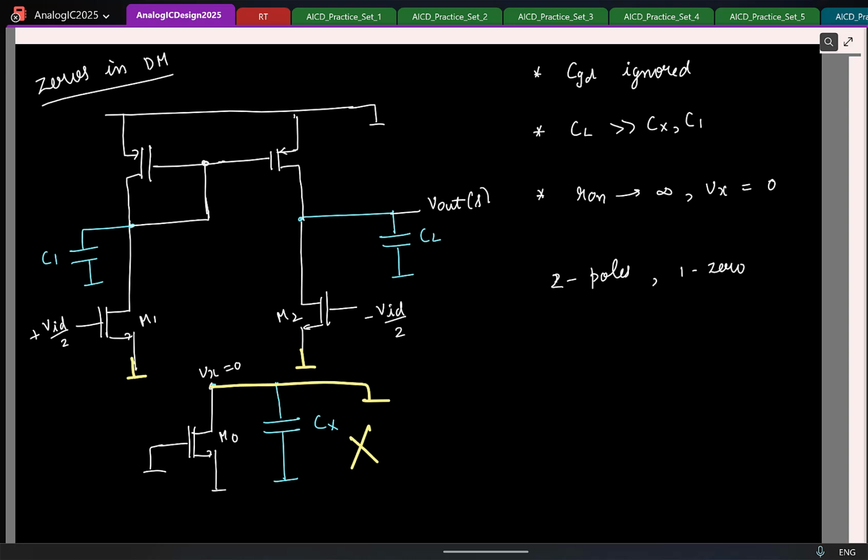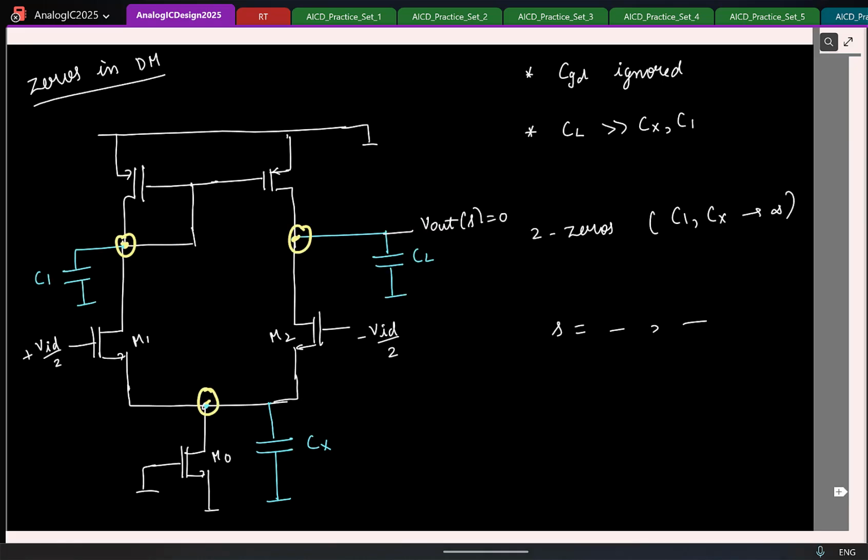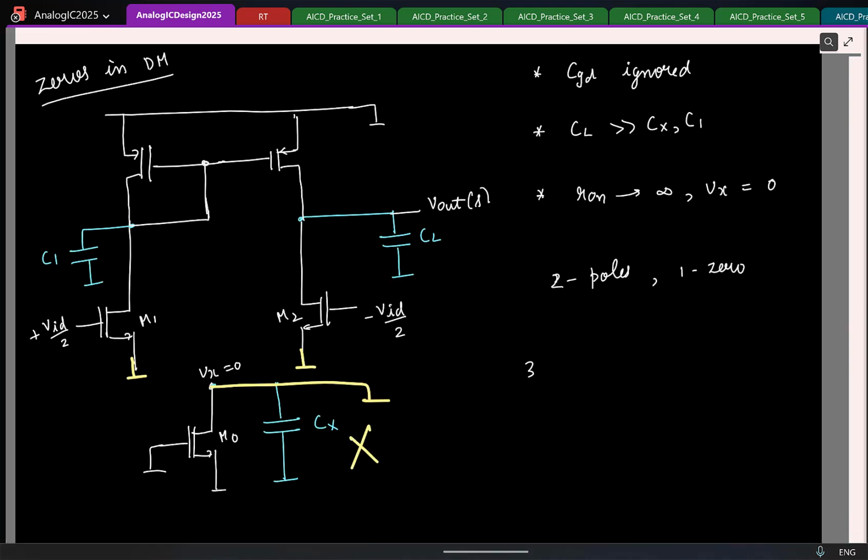But 10 minutes back I convinced you that we have 3 poles, and in fact we computed the location of all 3 poles. 1 minute back I convinced you guys that I have how many zeros? 2 zeros. So it looks like we should have had 3 poles and 2 zeros. But in this particular case I end up with 2 poles and 1 zero. So what happened to the additional pole and zero?